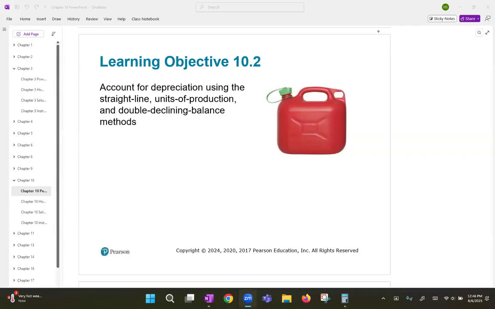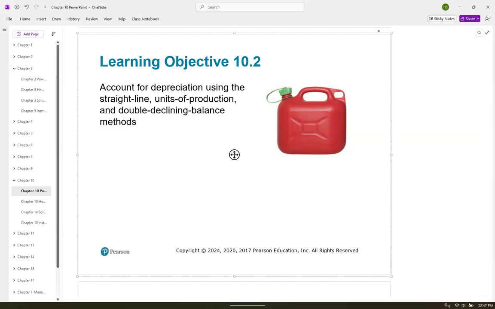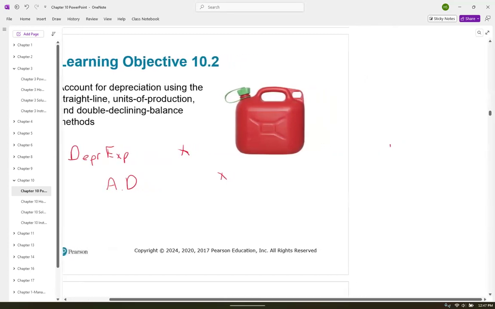All right, we're on learning objective 10.2, and here we're going to go through the mechanics of actually calculating depreciation. We learned the journal entry way back in chapter 3, and if you'll remember, that journal entry was to debit depreciation expense and credit accumulated depreciation. Remember, that is a contra asset account. So it has a normal credit balance, but it is within the assets. Okay, so let's get to it.